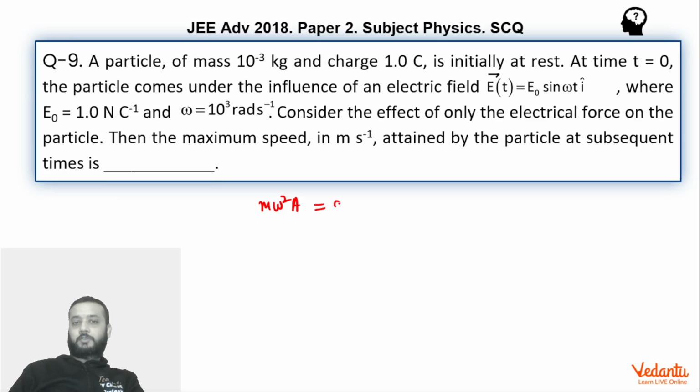So this will be equal to q e naught, because the maximum value of electric field is e naught. From here we can find the value of a, because m is given, omega is given, everything is given. Now v max is a omega. So basically from this we can solve the question.